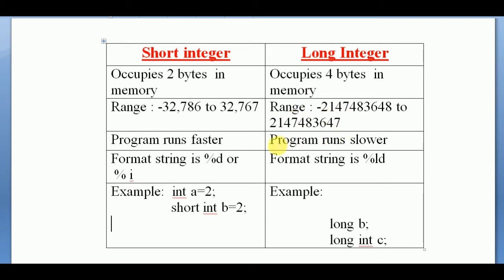Now look at this point, program runs slower. That means whenever you declare long integer in a program, the program will run a little bit slower in comparison to short integer. Next is the format string. So the format string for long integer is %ld. Now look at the examples of long integer. So look here, long b. Next, long int c. So this kind of examples are the examples of long integer.